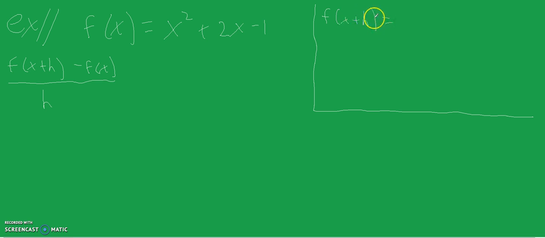Okay, so again, I have a function. Wherever I see an x, I replace it with x plus h. So in the parentheses, I'm going to have (x plus h) squared plus 2 times (x plus h) minus 1. All I did was, wherever there is an x, I replaced it with x plus h. And you have to make sure you put that in parentheses, otherwise it's not going to turn out right.